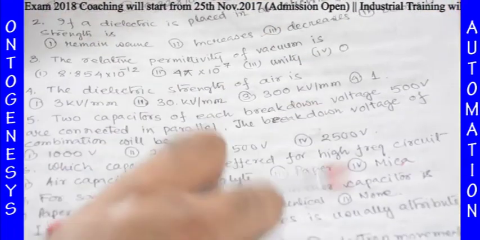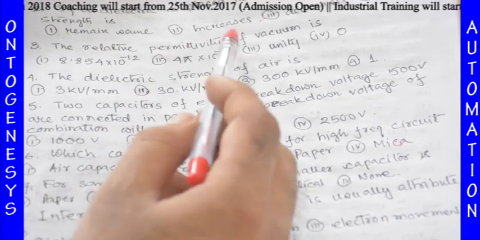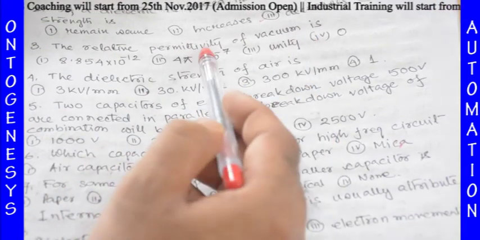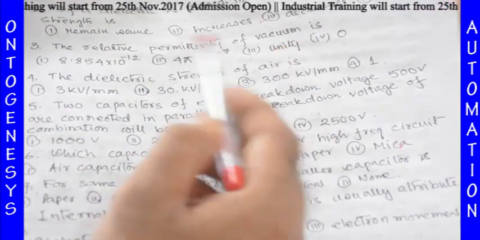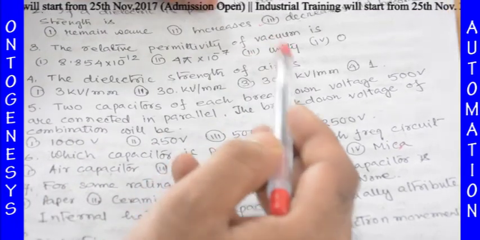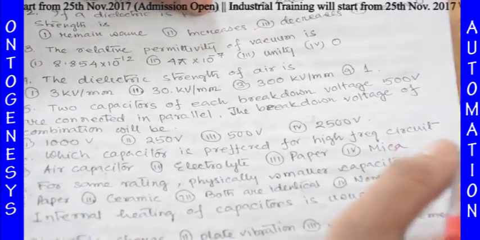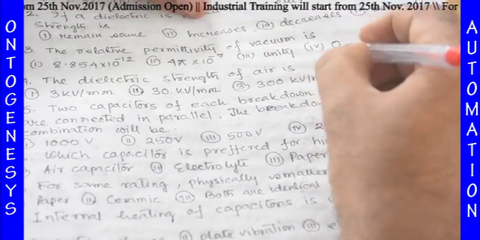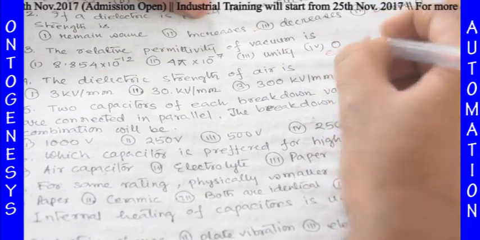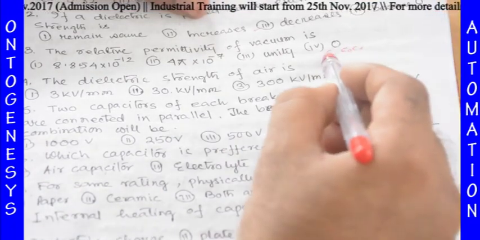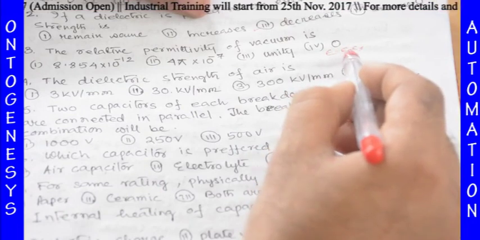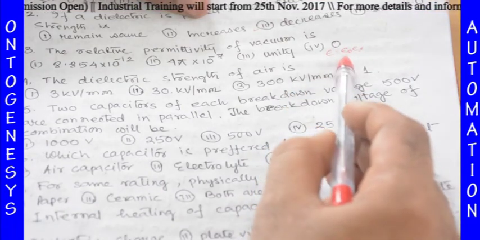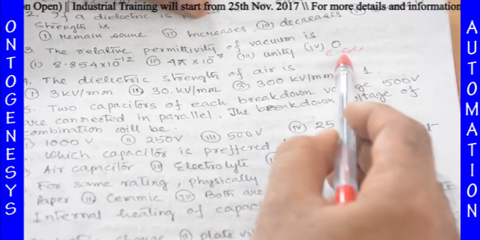Anyways, if a dielectric is placed in an electric field, the field strength decreases. The relative permittivity of air or vacuum is 1. Remember, epsilon is equal to epsilon naught into epsilon r. So relative permittivity is epsilon by epsilon naught. So this is the absolute permittivity of air or vacuum.